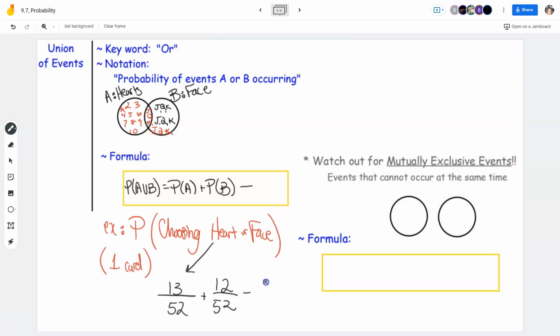Why are you subtracting, Joey? Because you have 3 of the same cards. So we have to subtract the probability of A and B. If I were to add up all of these guys, which are 13, and if I was to add up all of these guys, which is 12, what did I just double count? You see it?